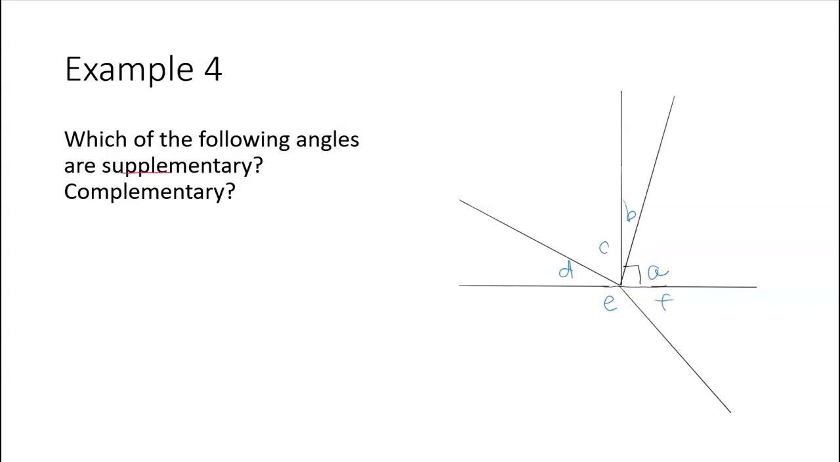Supplementary angles add up to 180, and if you remember, straight angles are 180. So over here I can see that the angles next to each other, E and F, are supplementary because the two of these will add up to 180. And A and B are going to add up to 90, so those are complementary. And these two on the other side, C and D, are also complementary.